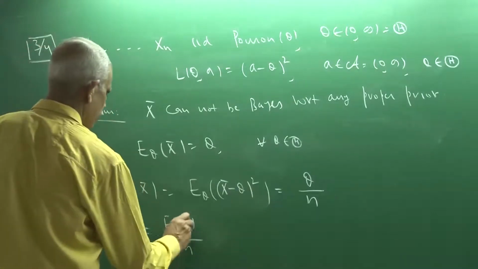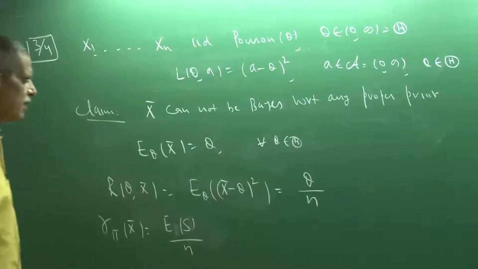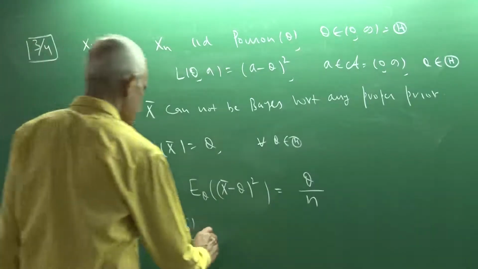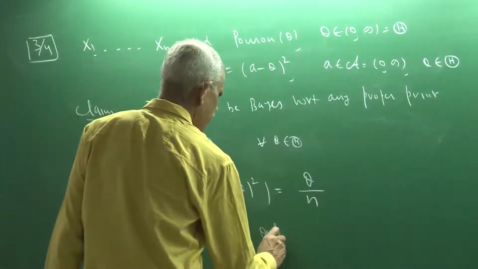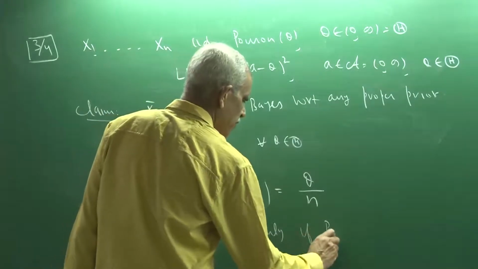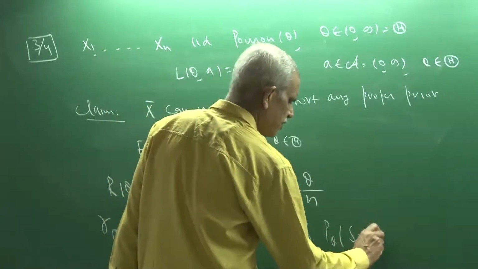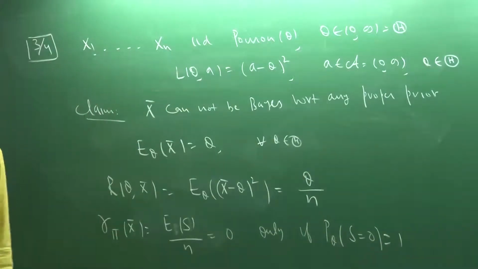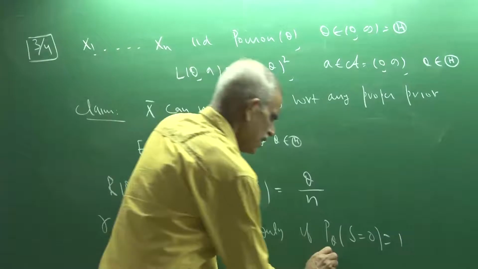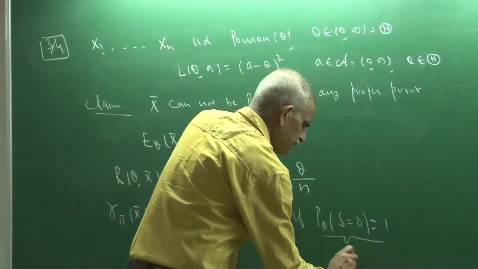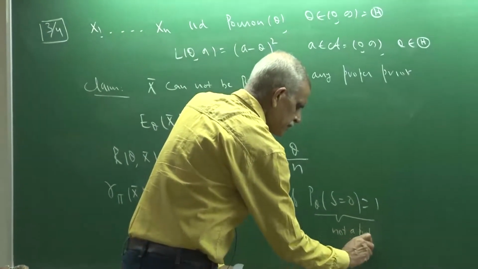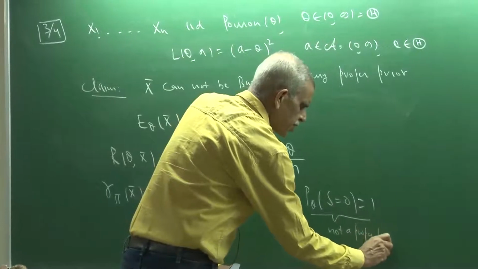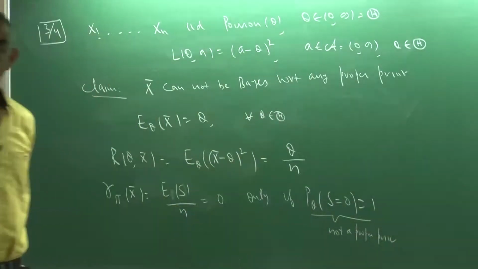Or expected value of S by n, right? Now this is 0 only if the probability of S equal to 0 is 1, right? Then only the expected value of S is 0. But this is not a proper prior, because my theta is positive.